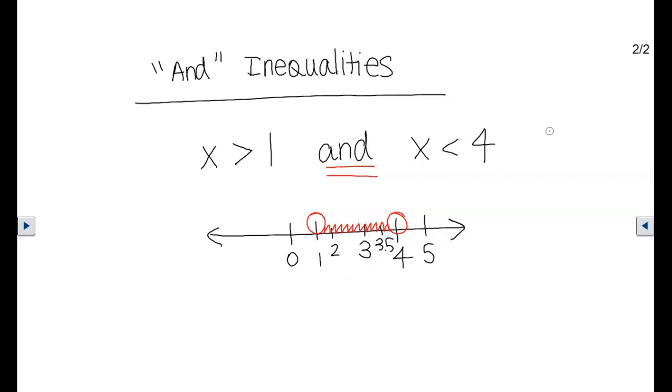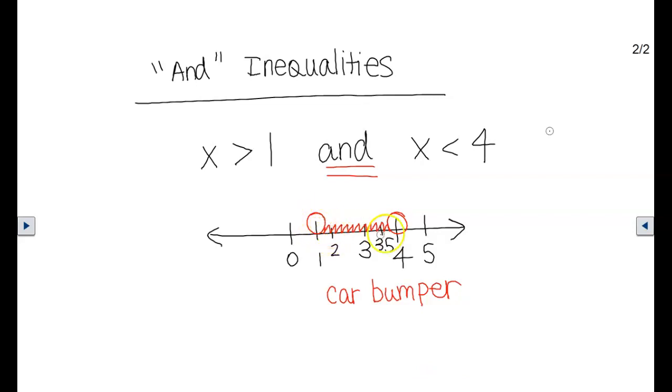So all of the numbers that I just shaded in are the numbers that are greater than 1, and also less than 4. They meet both of the requirements. So in an and inequality, the numbers that you're looking for have to meet both requirements. And they are going to be the numbers that are trapped in between those two values that we're seeing. Now, I like to refer to this graph. When you graph and inequalities, you're going to hear me refer to this as a car bumper.